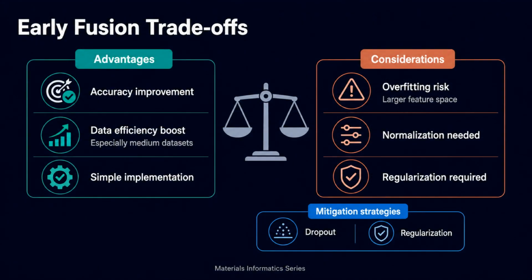Early fusion has several advantages. The accuracy improvement over CGCNN alone is meaningful. Composition information assists GNN learning, improving data efficiency, especially for medium-scale datasets. The implementation is simple and easily integrates into existing GNN architectures. However, the increased feature space raises overfitting risk, requiring dropout or regularization. Different feature scales may need normalization.